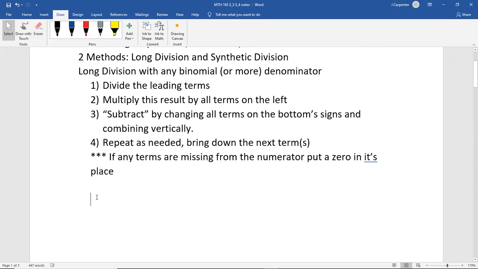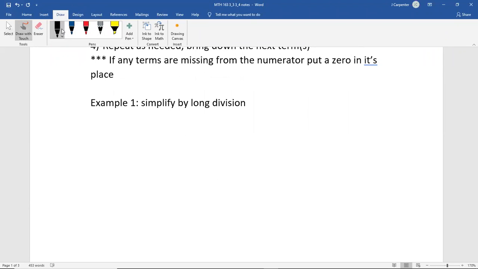All right. Example 1. Simplify by long division. A, we got x squared plus 3x minus 10 divided by x minus 2.